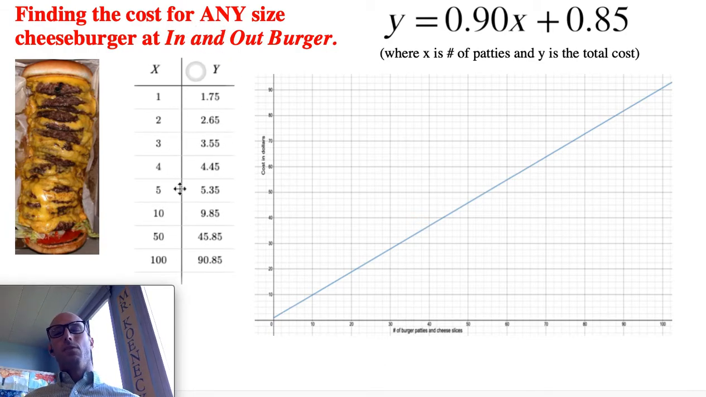We built a table. We started doing some calculations, exploring, and then we found a single, a double, a triple. We found some of the different individual costs for the patty and the cheese, for the bun and the other stuff, and we built a table of data, and then we were graphing that alongside it. So those two things went together, and then at the end we ended up making a mathematical model. So this equation models any size of cheeseburger at In-N-Out, and it's connected to the data in the table and the graph. So this is our equation where X is the number of patties and Y is the total cost.